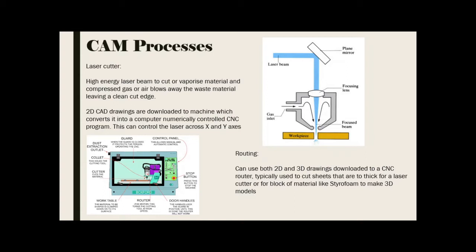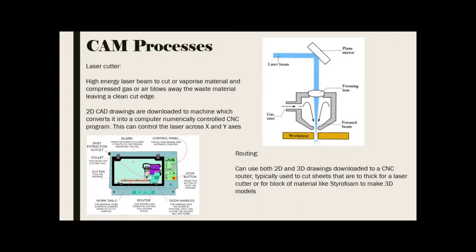It's then converted into a CNC program, which is called G code, and that code is what speaks to the laser cutter. Because obviously the laser cutter doesn't understand if you've just got your drawing. You need to have that in code that the laser cutter can understand, and that's what makes it work. So that's laser cutting. The next one is routing.